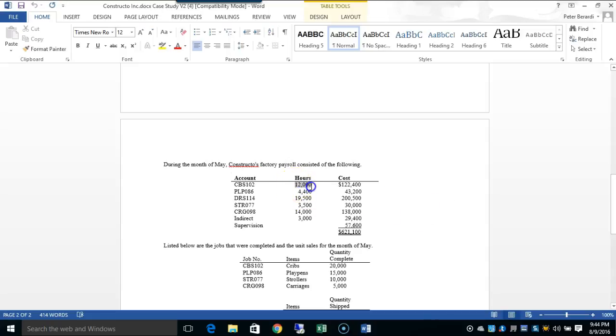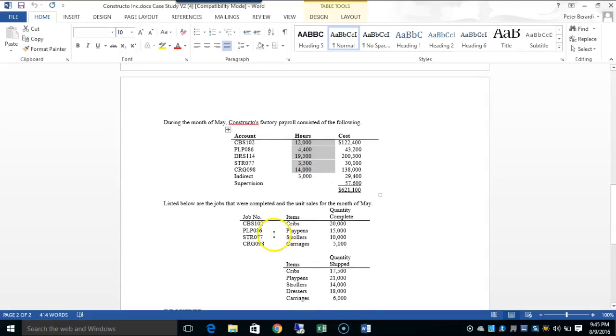So let me correct that quickly. Hours based on the jobs times your predetermined rate would be your manufacturing overhead applied. Indirect labor would go to basically your manufacturing overhead control account. The jobs that were completed: CBS 102, PLP 086, STR 077, and CRG 098.